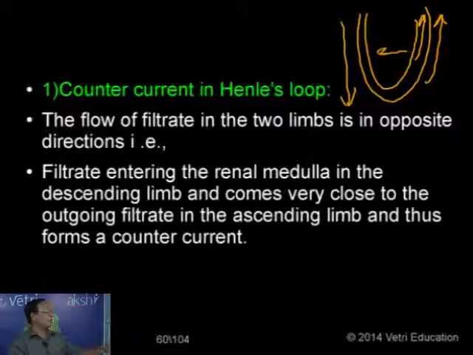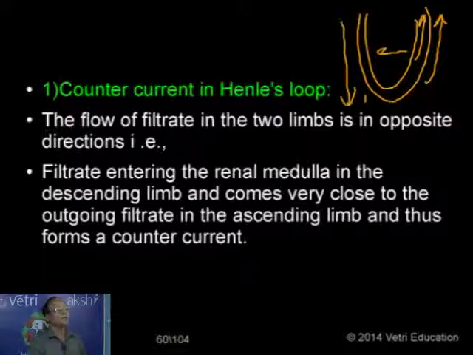So the flow of filtrate in the two limbs is in the opposite direction. The filtrate is entering the renal medulla, this region is called the renal medulla, in the descending limb. And this comes very close to the outgoing filtrate, which is present in the ascending limb, and thus a counter current mechanism is formed. This is mainly responsible for providing a concentrated urine.